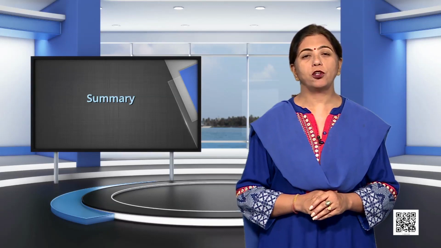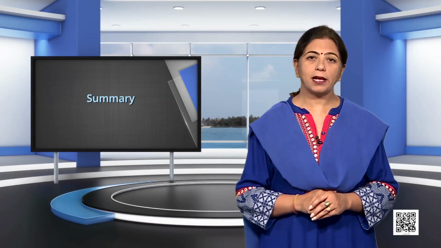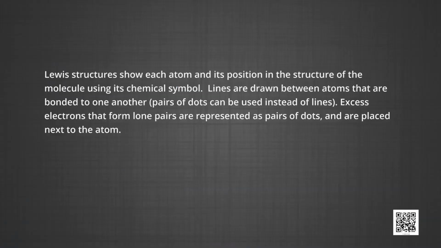The Lewis structures extend the concept of the electron dot diagram, adding lines between atoms to represent shared pairs in a chemical bond. Lewis structures show each atom and its position in the structure of the molecule using its chemical symbol. Lines are drawn between the atoms that are bonded to one another. Pairs of dots can be used instead of lines. Excess electrons that form lone pairs are represented as pairs of dots and are placed next to the atom.